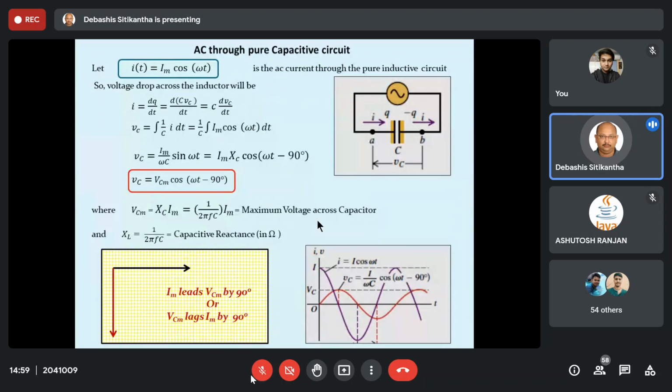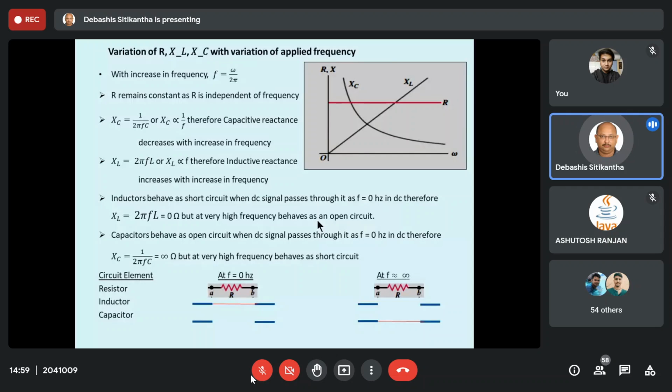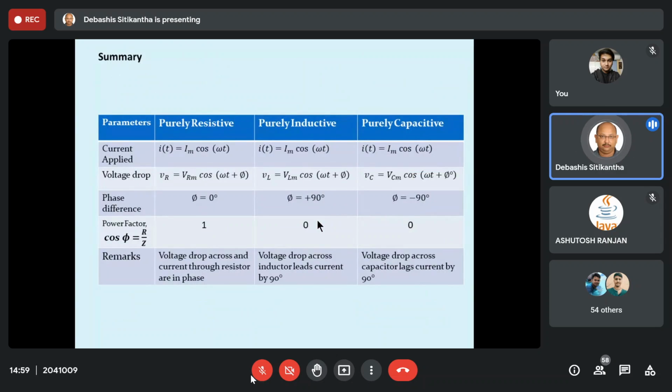So we have already covered all these things, and with that we also covered the variation in resistance, capacitive reactance, and inductive reactance with the variation in applied frequency. So by far we have completed up to this much. Now let us have a recap of what we have covered by now.